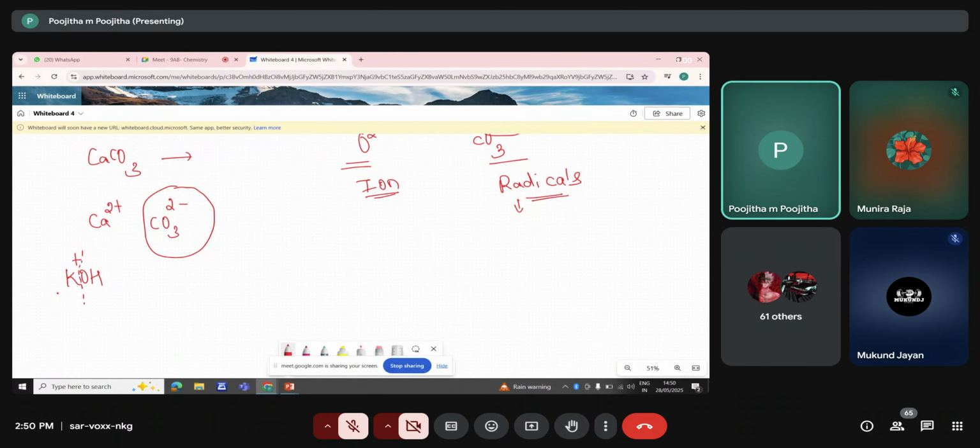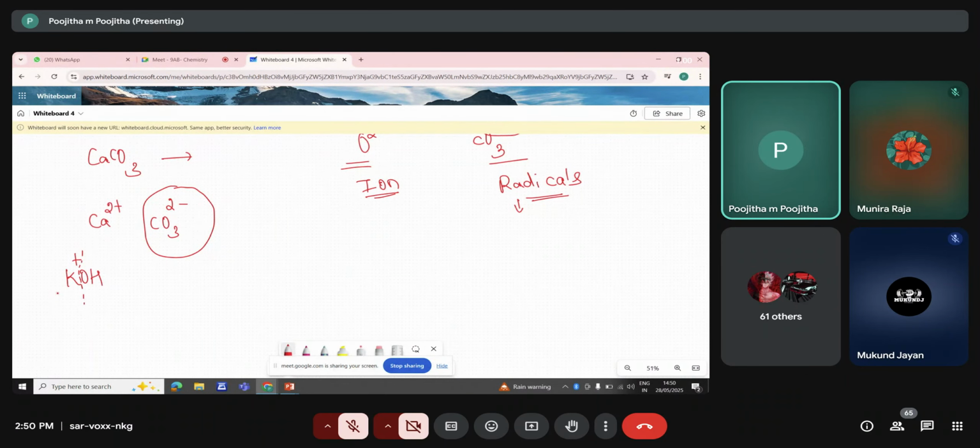So potassium hydroxide, when it dissociates, you can see it will break down to give potassium ion, which is K plus, and hydroxide ion, which is OH minus. Correct? So OH minus is a radical. The reason is it will go together and exhibit a single valency. So radicals are groups of atoms. They behave like a single unit and they show some valency. You understood the meaning of radical? Yes, ma'am.